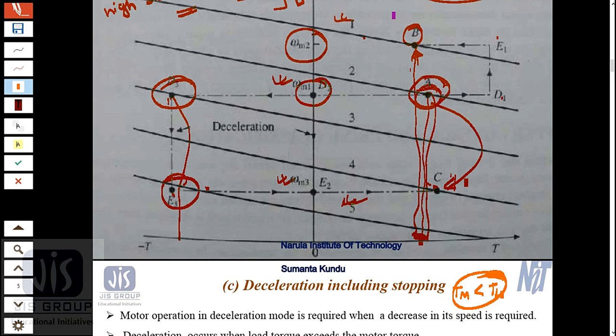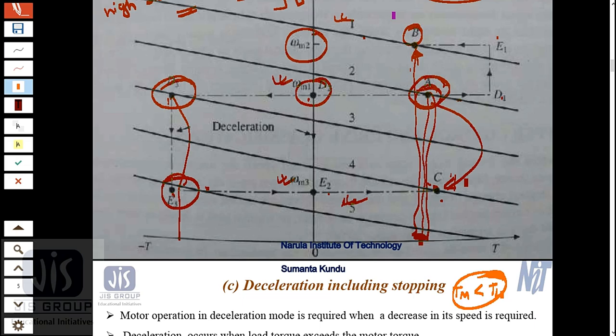Okay. Now, when sufficient load torque is present or when a mechanical brake is used, the operation takes place along this path A, D2, E2, C, because at that time braking torque is not required, since enough load torque is present and we are using the mechanical brake. So, stopping is a special case of deacceleration where the speed of a running motor is reduced to 0. All these deacceleration points are applicable for the stopping method also.